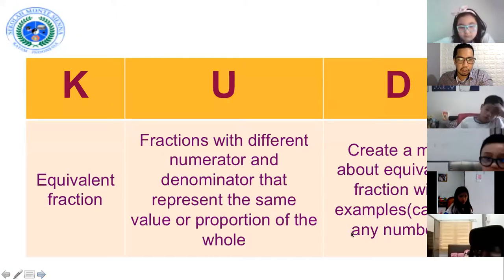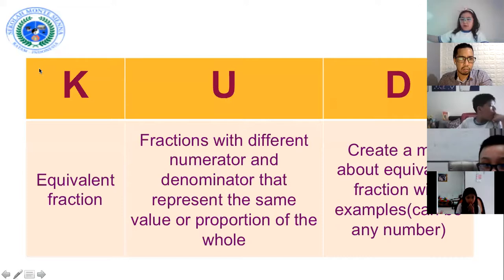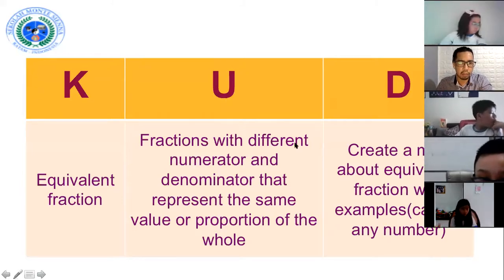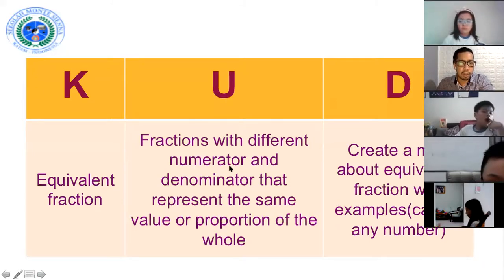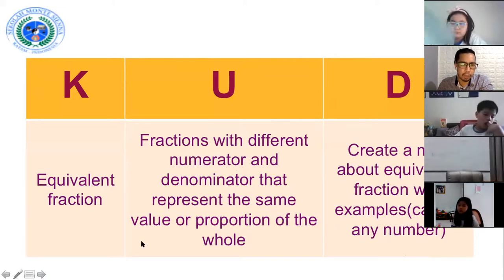So today, hopefully, you will learn how to love fractions. Today's KUD will be all about equivalent fractions. You should understand that fractions with different numerators and denominators can represent the same proportion of a whole. Today we're going to create a model of fractions.